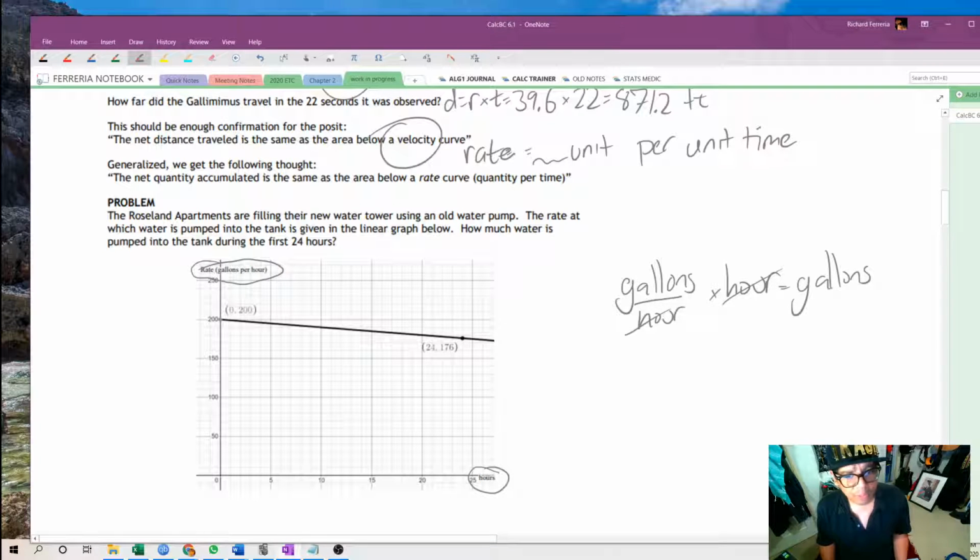That's kind of confirmation that we should be really finding the area underneath this rate curve. So this is where the geometry comes in. Let's take a look at the shape of this curve. Now I know that we're going to cut off the area here at 24 because we're doing the first 24 hours.